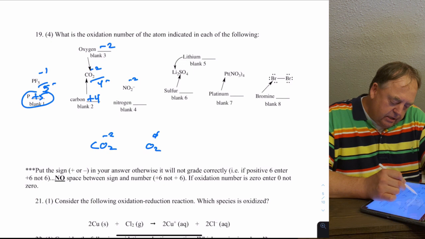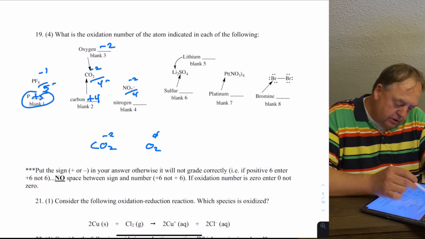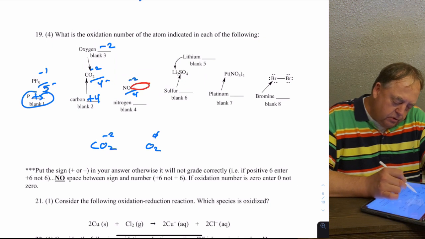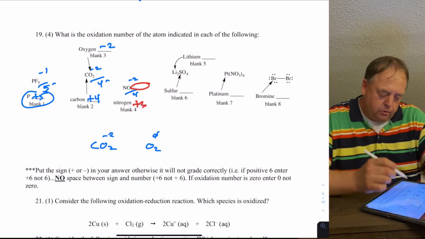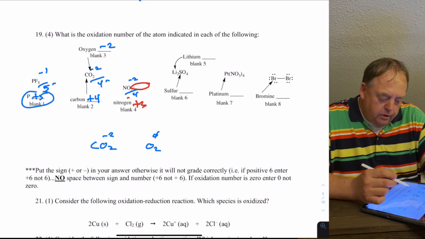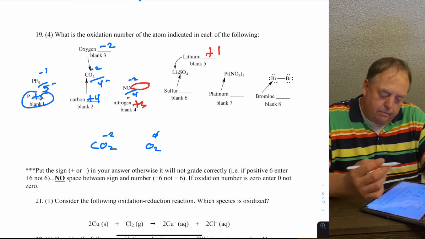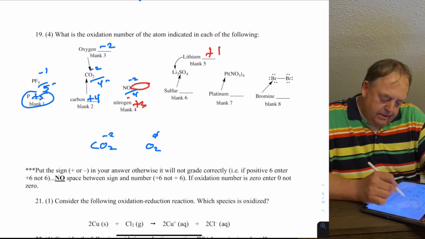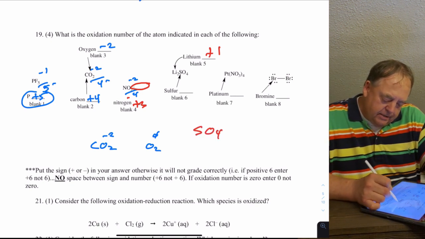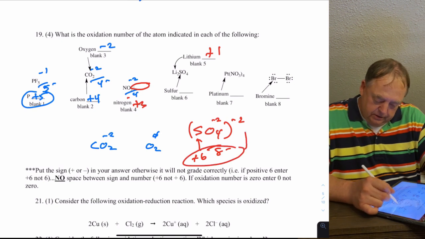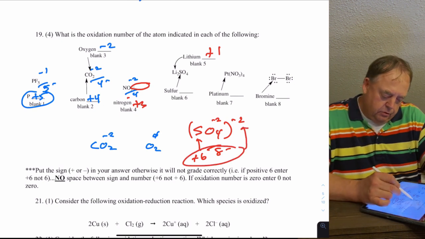So this oxygen's -2, that's 4 negatives. It must sum to -1, so nitrogen must be +3. So +3 and -4 gives you -1. Okay, lithium's a group 1 metal. Group 1 metals always like to be +1. Sulfate has a net charge of -2, so if oxygen's -2, that's 8 negatives. There's only 1 sulfur, so sulfur must be +6. +6 and -8 gives you -2, so sulfur's +6.